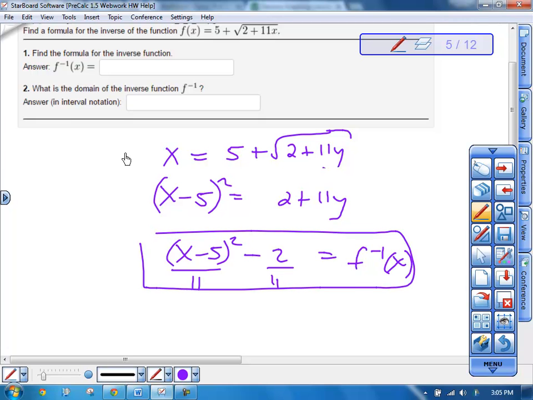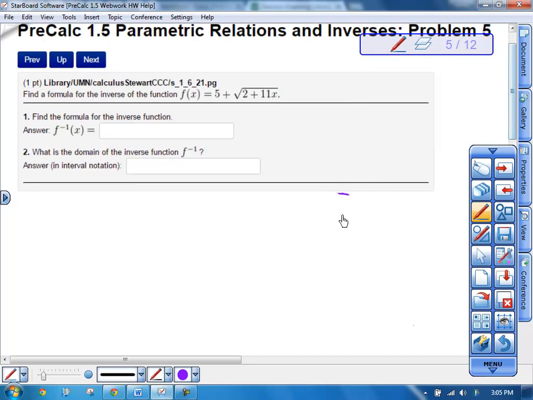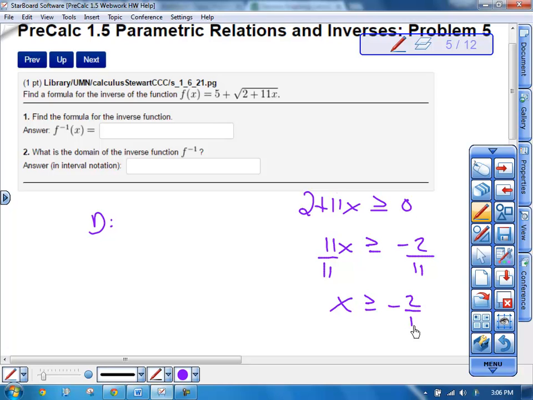All right. Now, it wants to know the domain of the inverse. Now, this gets a little interesting. To do that, we're going to take a look at the original function. So what we can do is find the domain and range of the original function and switch them, because for an inverse the domain and range just switch. So that's what we should do here. The domain of the original function: we know that 2 plus 11x has to be bigger than or equal to 0. So when we subtract 2 from both sides, we get 11x is greater than or equal to negative 2. Divide both sides by 11, we get x is greater than or equal to negative 2 over 11.